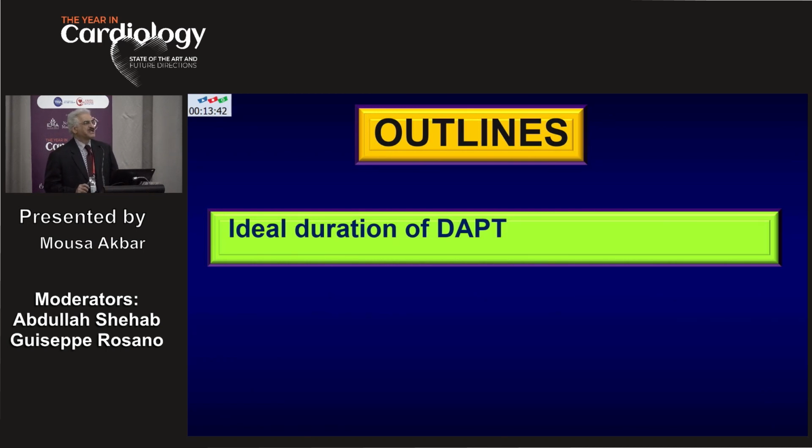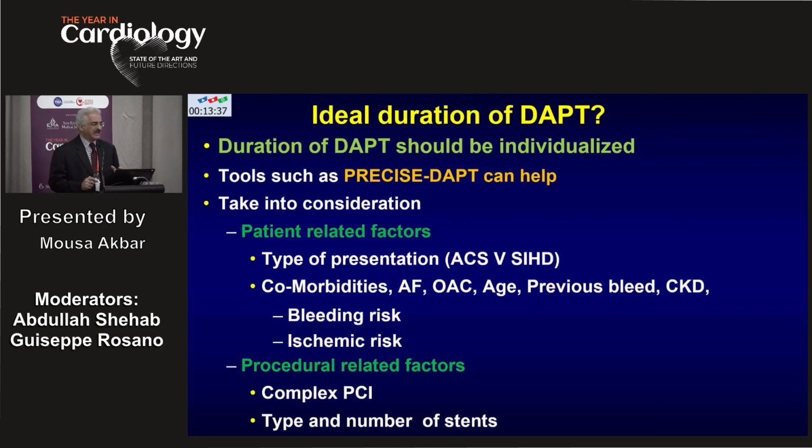Should I go 3 to 6 months? Should I go 1 year or beyond? It's really individualized. It is not for all, but should be individualized, and you should take into consideration factors or tools such as the PRECISE-DAPT score, which will help. If there is increased risk of bleeding, you shorten. If it is low risk of bleeding, you go to 1 year. And then you should take into consideration the patient-related factors and the procedure-related factors.